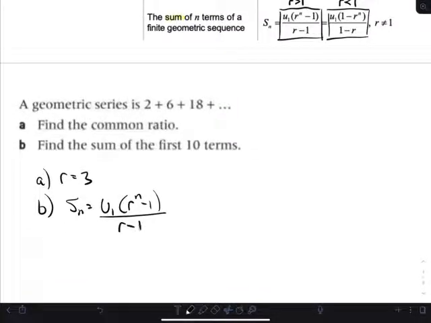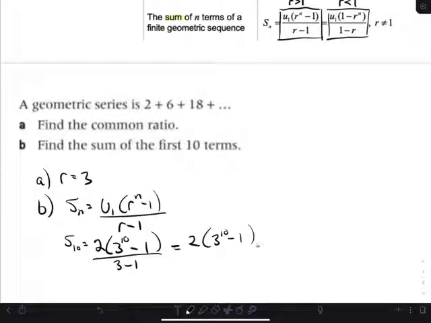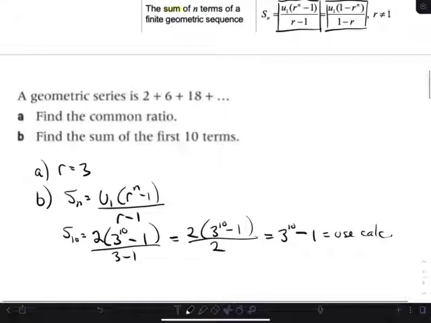So to finish this off, I want the sum of the first 10 terms. So u1 here is 2, r is 3, n is 10. And then r is, what did I say, 3. Now I can do a little bit with this. But again, I'm stubbornly hanging on to not using my calculator. It'll just give you a ridiculously large number. Again, with geometric sequences and series, your numbers get huge very, very fast. So, calculator for sure.